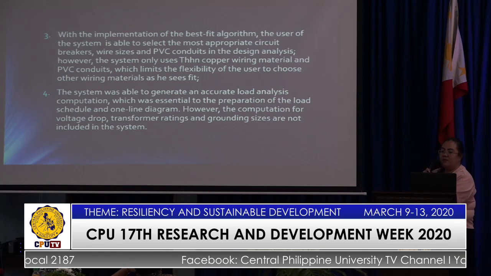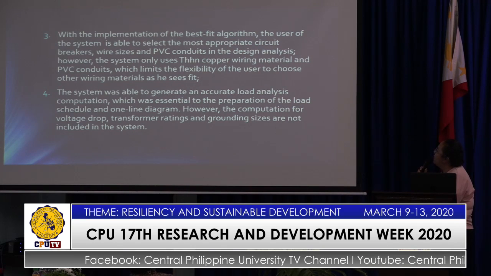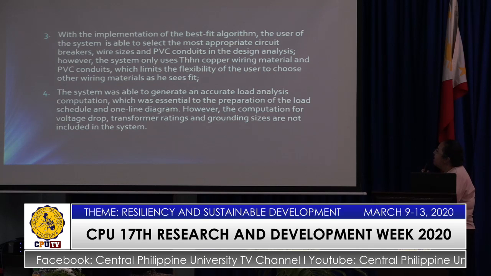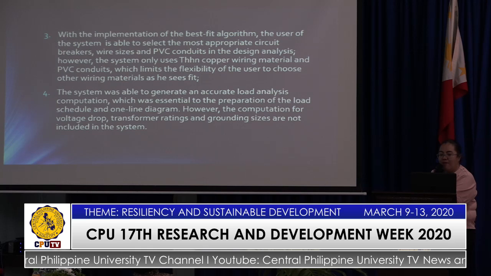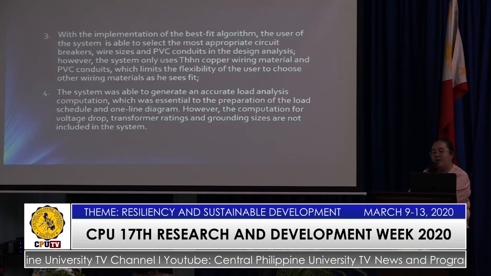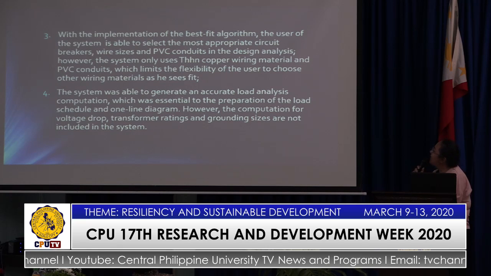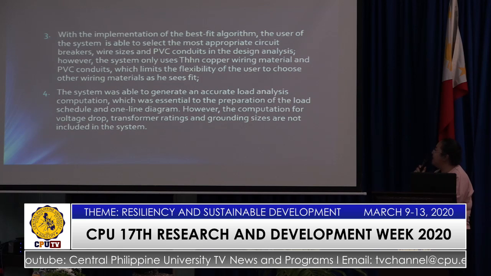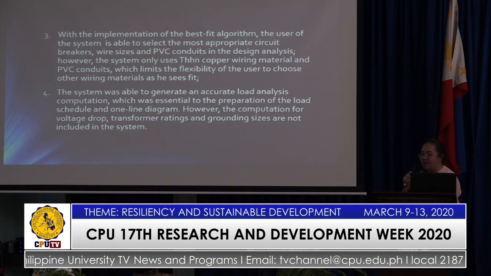with the implementation of the best fit algorithm, the user of the system is able to select the most appropriate circuit breakers, wire sizes, and PVC conduits in the design analysis. However, the system only uses THHN copper wiring materials and PVC conduit, which limits the flexibility of the user to choose other wiring materials as he sees fit.